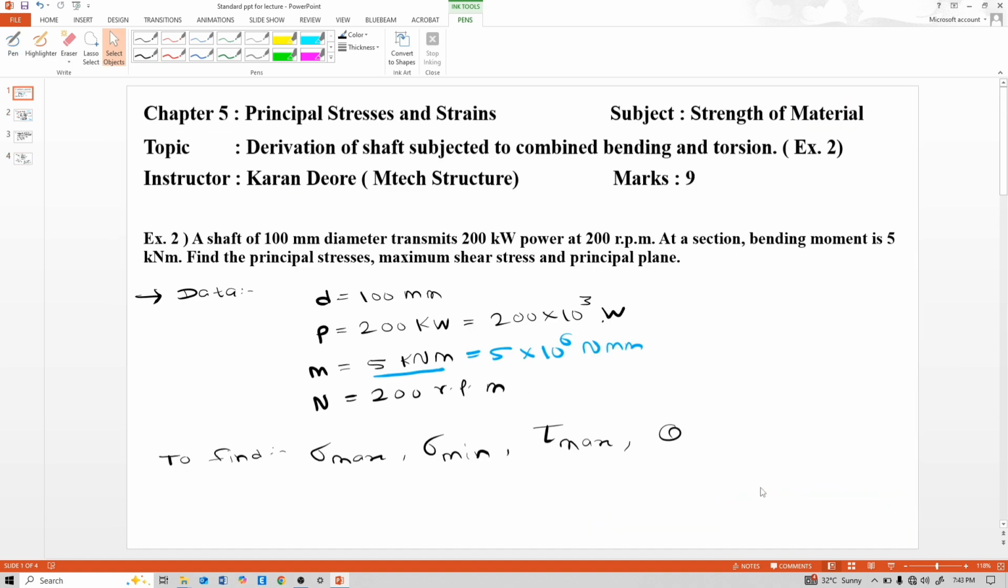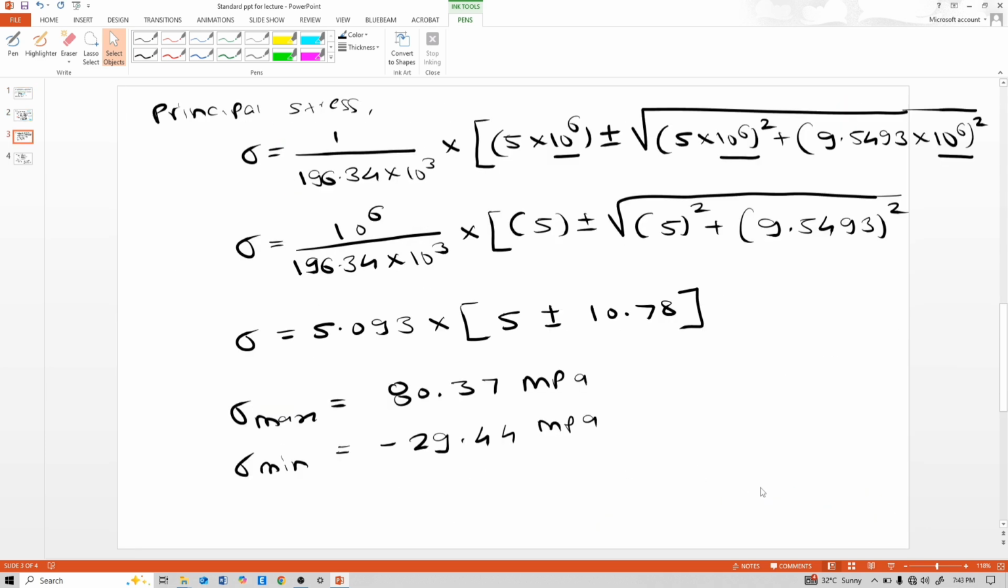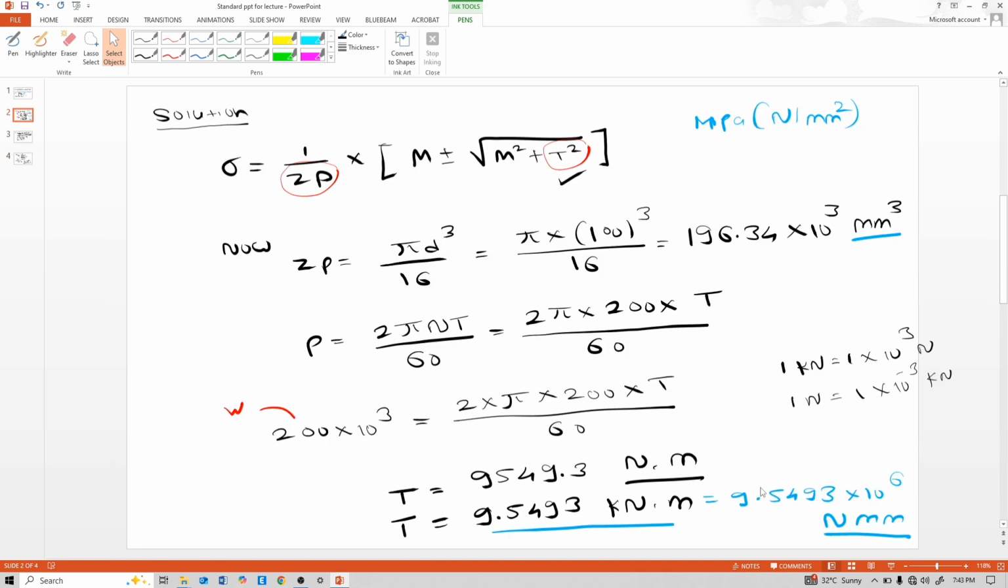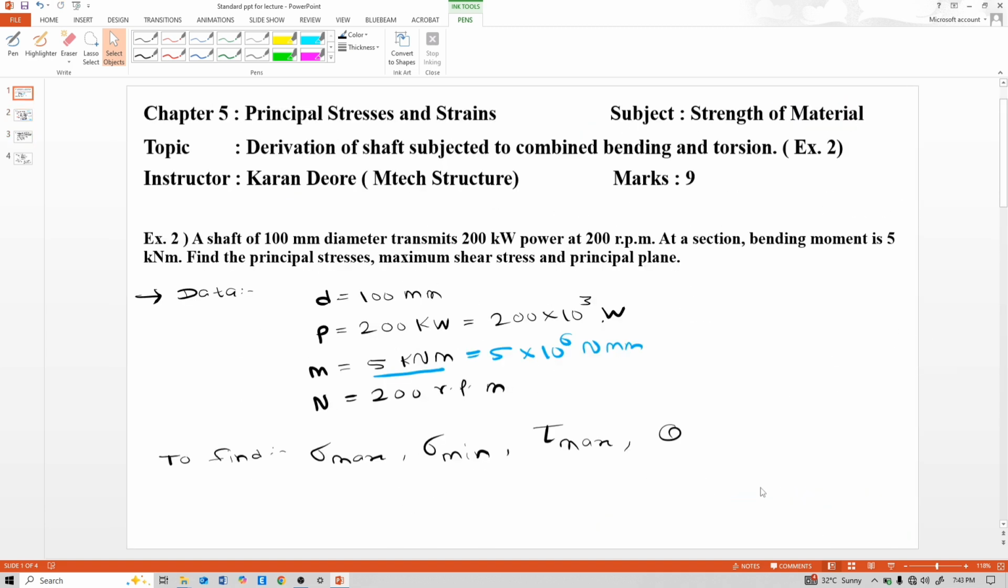So this is a shaft of 100 mm diameter, transmitting 200 kilowatt power at 200 revolutions per minute, and at a section bending moment is 5 kN meter. The maximum principal stress is 80.37 Newton per mm square, or MPa, and minimum principal stress is minus 29.44 MPa, and maximum shear stress is 54.91 MPa, and principal plane is 121.18 degree, theta 2, and theta 1 is 31.18 degree, and polar sectional modulus is 196.34 into 10 raised to 3 mm cube, and torque is 9.5493 kilonewton meter. Thank you very much.